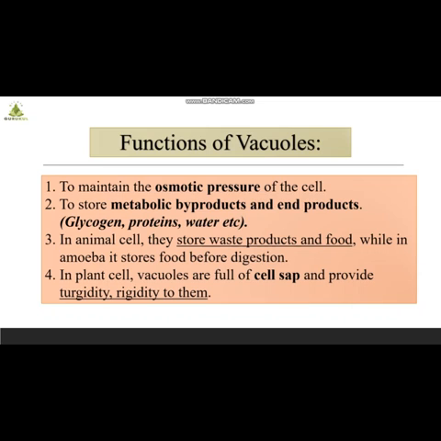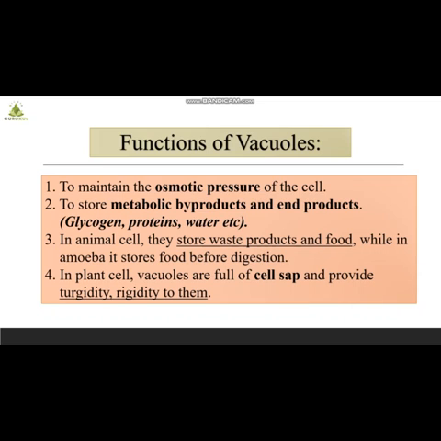The second function of vacuoles is to store metabolic byproducts and end products. Very, very important. Metabolic byproducts means after metabolism, whatever products are formed, those are known as byproducts and end products, right? These examples can be glycogen, proteins, water, etc. Glycogen is a new term for you, students. Let us understand what glycogen is after completing all the four points.